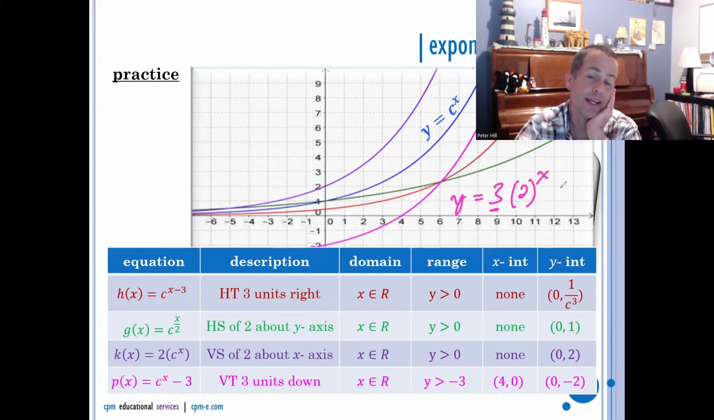If I now said, hey, I'm going to move all that down 4, well, my horizontal asymptote is now at -4. My y-intercept is going to be 3 up from that horizontal asymptote. So 3 up from that horizontal asymptote is at -1. My y-intercept would be at -1 for that one.